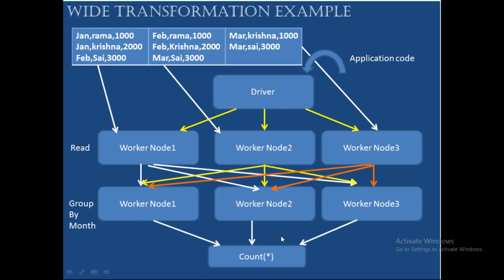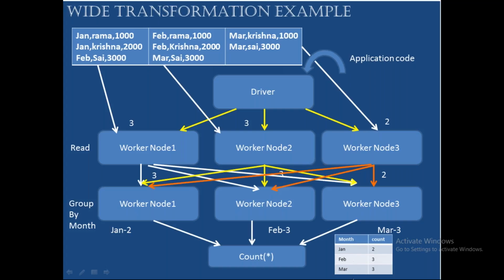Now when you apply count, or whatever action, it will start reading the data. It will apply this group by. When it applies the group by, Jan you will get 2, February 3, March 3. So the final result is something like this: Jan 2, Feb 3, March 3. You will get something like this, right?